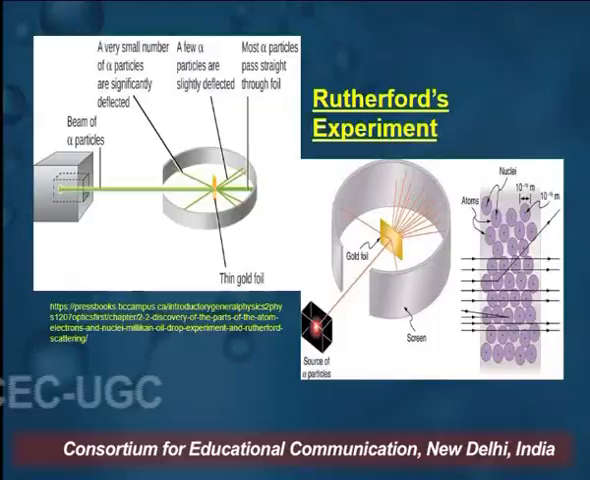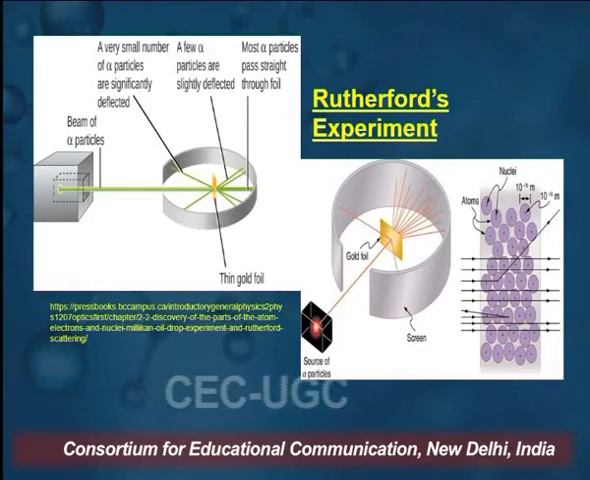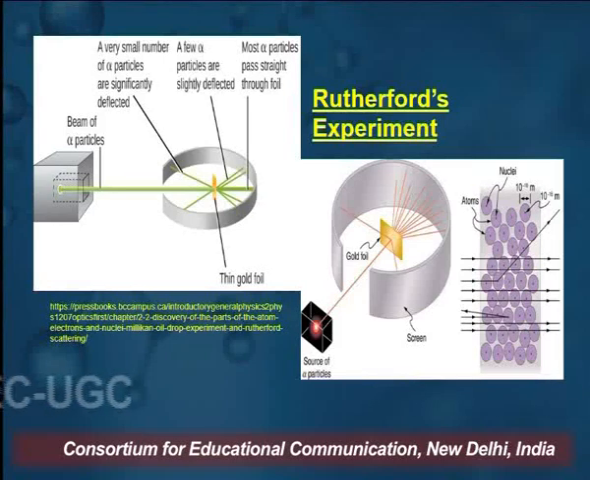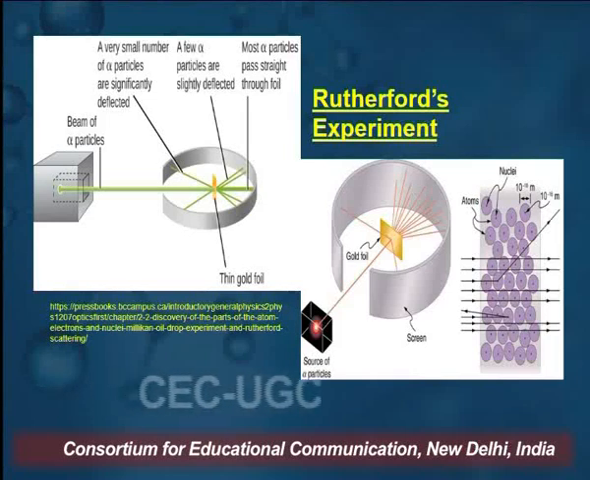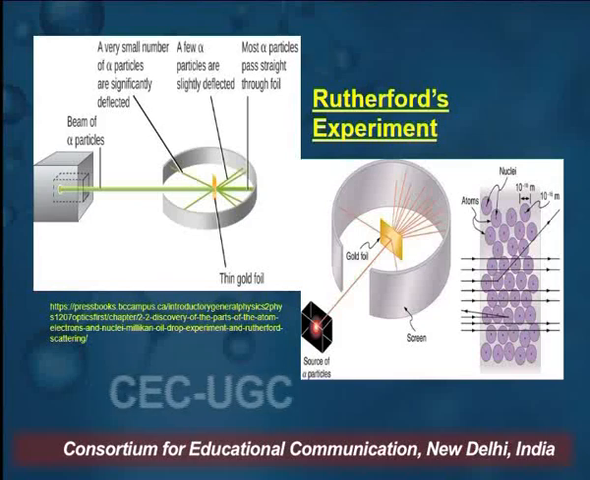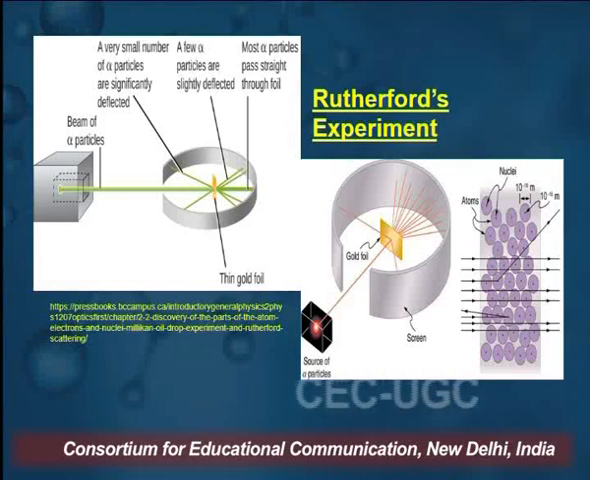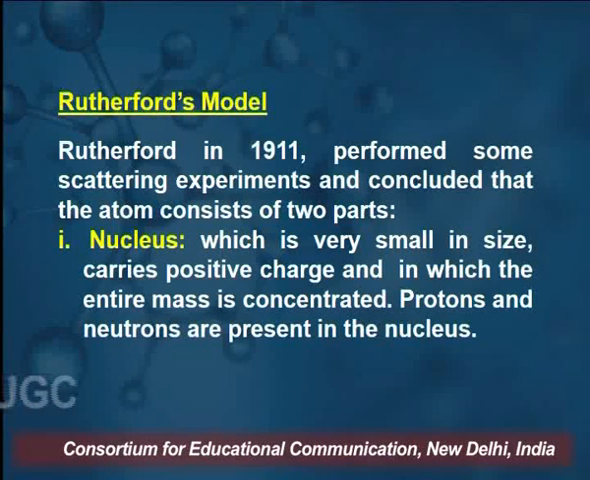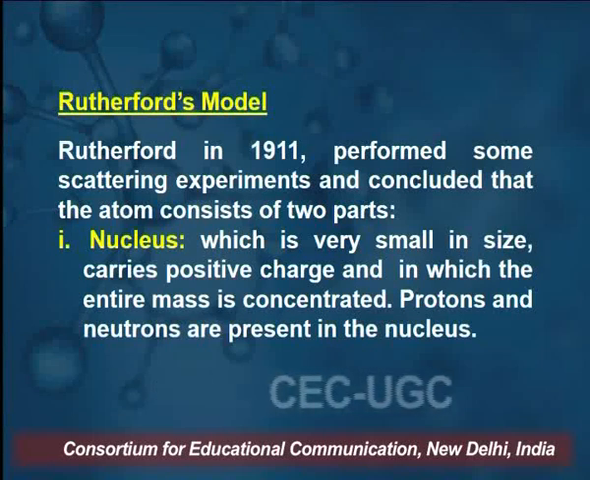by this model. Moving further, Rutherford conducted scattering experiments in which a beam of alpha particles was struck upon a thin gold foil, and he observed that most of the alpha particles passed through it. Very few got deflected, but a very small number of alpha particles got back deflected. This explained the Rutherford model, in which he concluded that the atom consists of two parts.